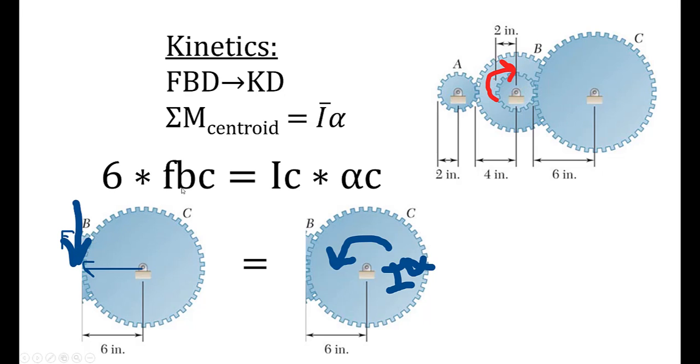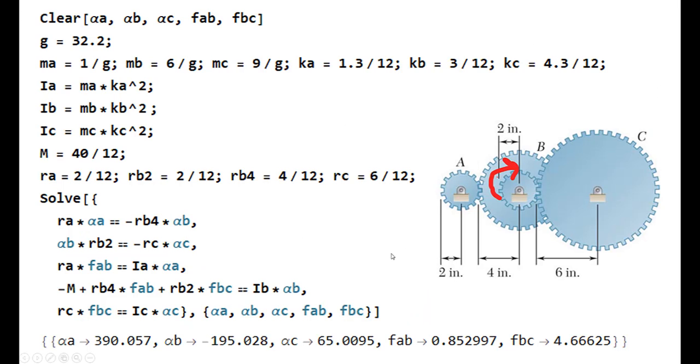This is our R cross F, and the moment is not adding to zero like statics. This R cross F is now creating an angular acceleration. So instead of forces adding to MA, we have moments adding to I alpha. So the unbalanced moment is creating an angular acceleration that will create motion in C. Okay, so that is our 5 equations, 5 unknowns.